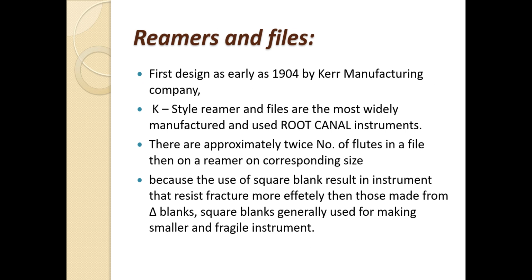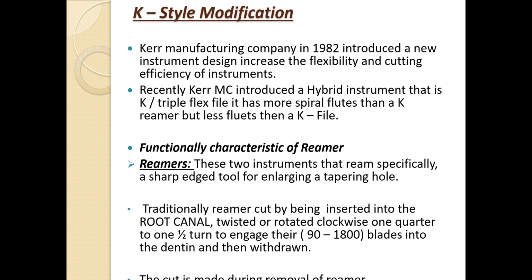Reamers and files were first designed as early as 1904 by Kerr Manufacturing Company. K-style reamers and files are the most widely manufactured and used root canal instruments. There are approximately twice the number of flutes in a file than on a reamer of corresponding size. The use of square blanks results in instruments that resist fracture more effectively than those made from triangle blanks. Square blanks are generally used for making small and fragile instruments.